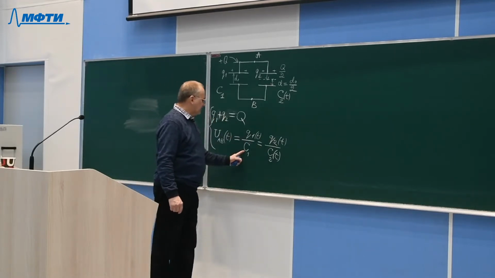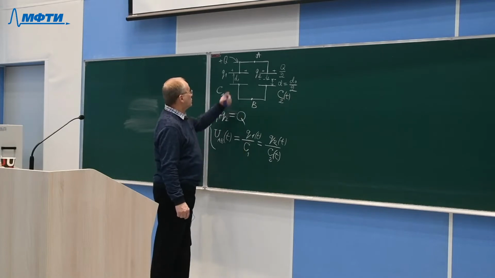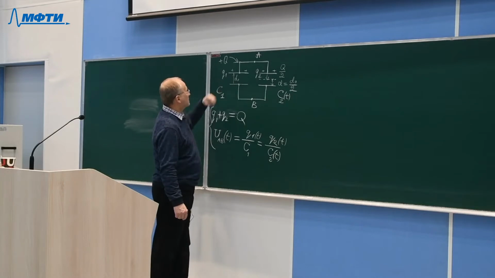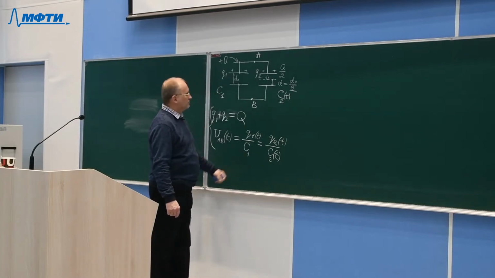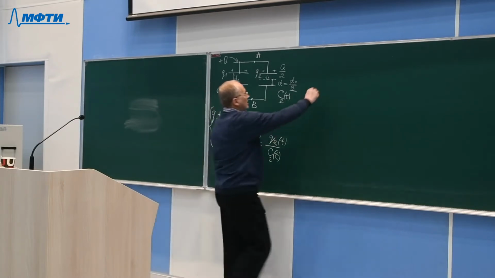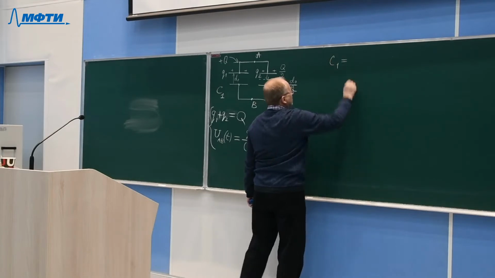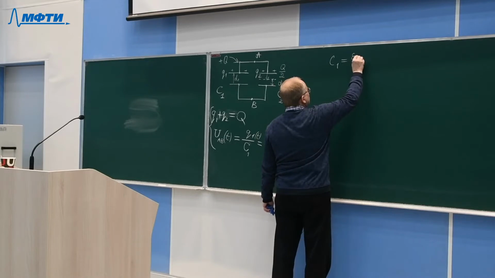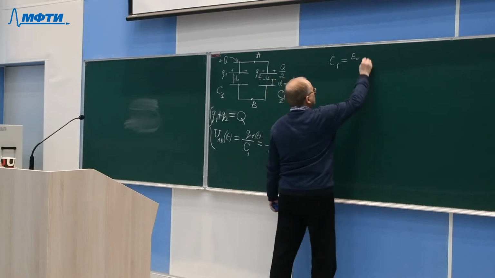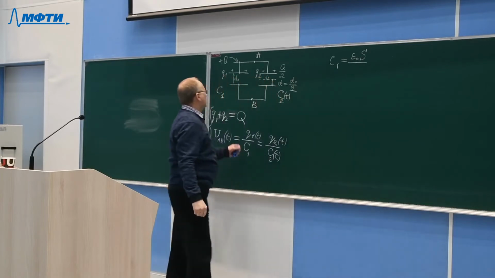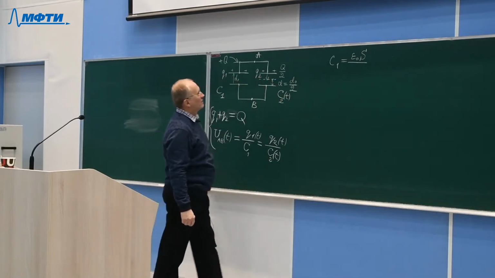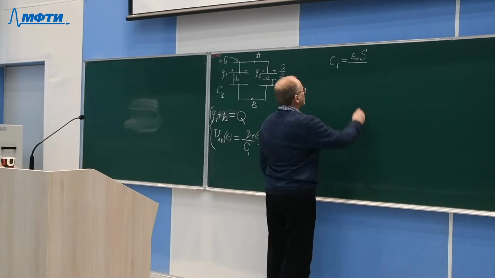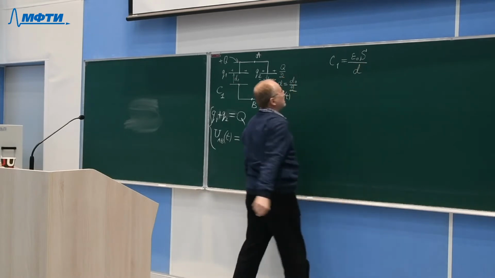And the capacitance is actually known. If we know the area of the plate and the distance between the plates, then we know the capacitance. We considered this issue last time, and we obtained this result, that the capacitance is the electrical constant times the area of the flat capacitor plates, the area of a single plate, divided by the distance between the plates.